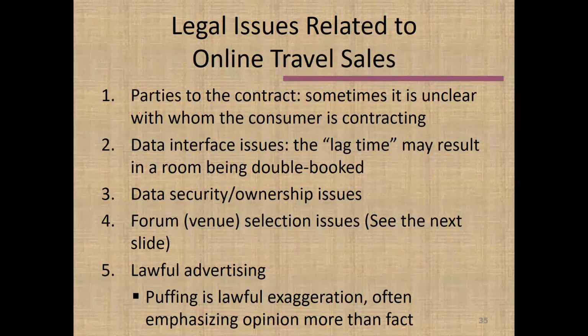We already talked about the data interface issues. The lag time could cause a room to become double booked. I purchased the hotel room, but the hotel doesn't actually get notice of it until several hours later, and in the interim, someone else has purchased that same hotel room for that same night. There can be data security issues. Is my credit card information being carried through these systems in a safe way? Once that information, let's assume it is carried in a safe way, could that end user or an intermediate user use my data to sell it to some other type of business and things along those lines? So there can be issues about who owns the data, is it secure, how is that data going to be used? And then we'll talk about forum selection in the next slide.